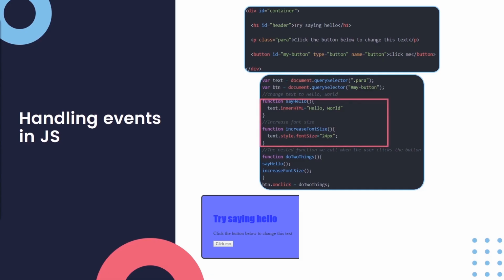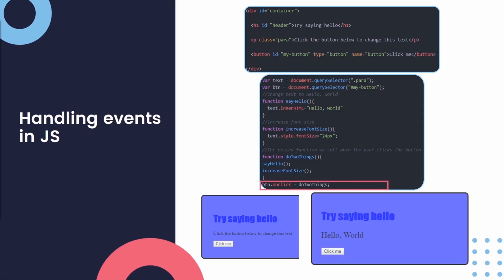Now here we have the exact same code with the two functions we created earlier. We also have this third function that we created, called doTwoThings, and essentially all this function does is call the previous two functions that we created earlier in a single function. Then we reference that button, call the onClick property, and set it equal to doTwoThings. So now we'll notice in our output that the font size has increased and the text has actually changed to hello world. This is just a quick workaround when working with multiple events on a single element.